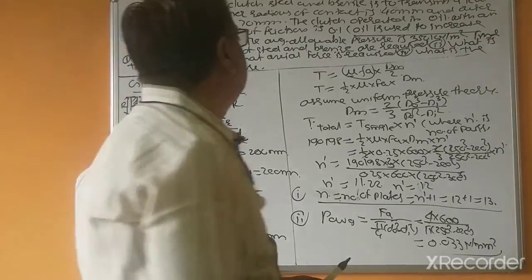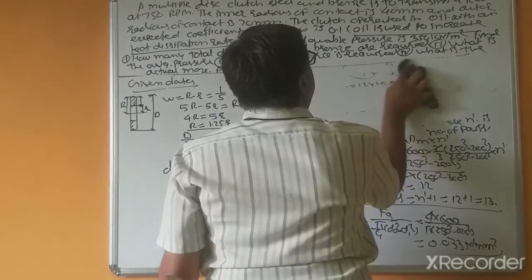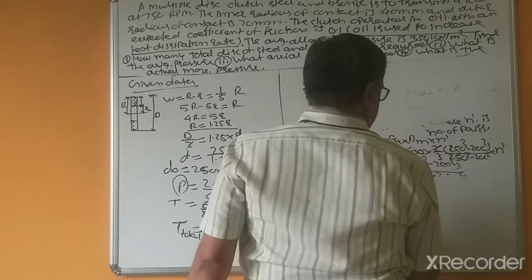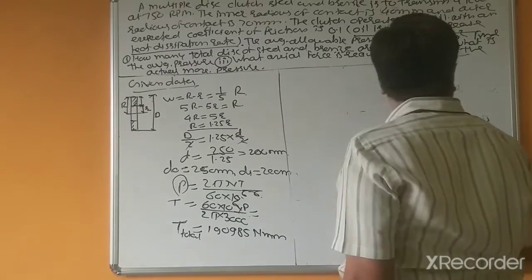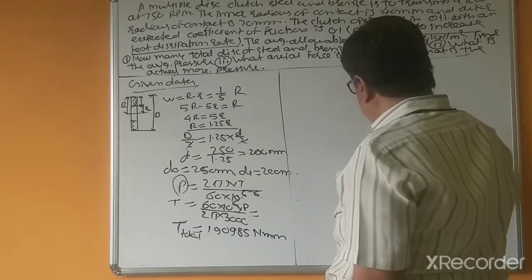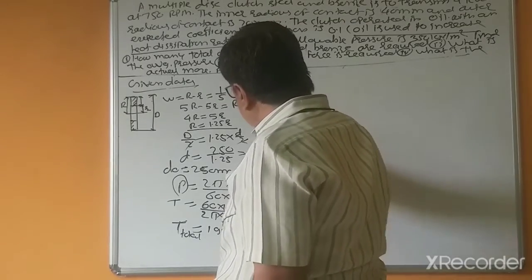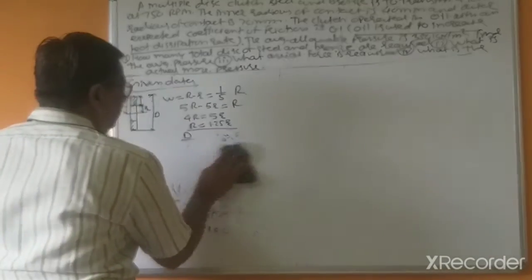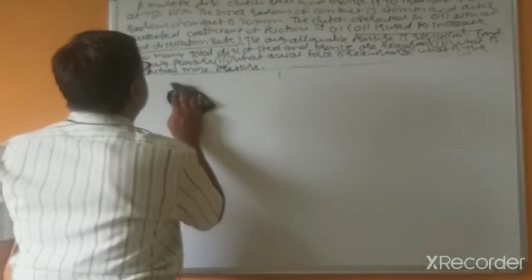So when the clutch is new, at that time we can use uniform pressure theory, otherwise we can use uniform wear theory. If it is not mentioned in the problem, then use uniform wear theory, because uniform wear theory is more popular as compared to uniform pressure theory. So uniform pressure theory we can use when the clutch is new and for calculations about the maximum torque transmitting capacity of the clutch. Otherwise we can use uniform wear theory only.